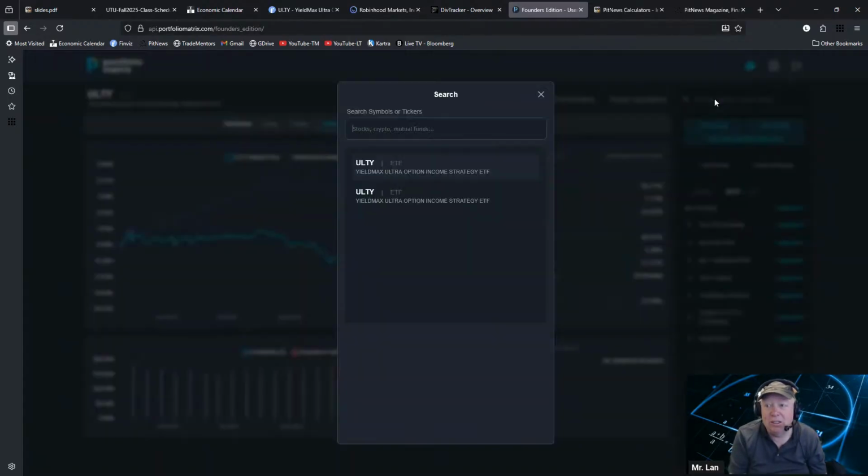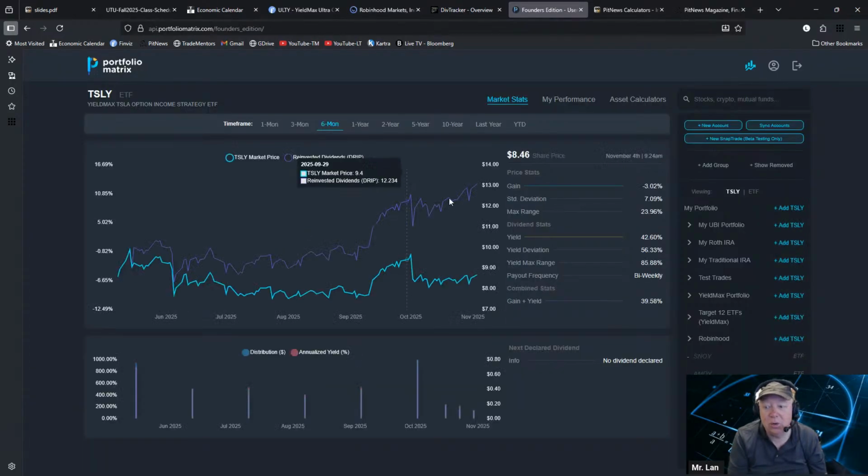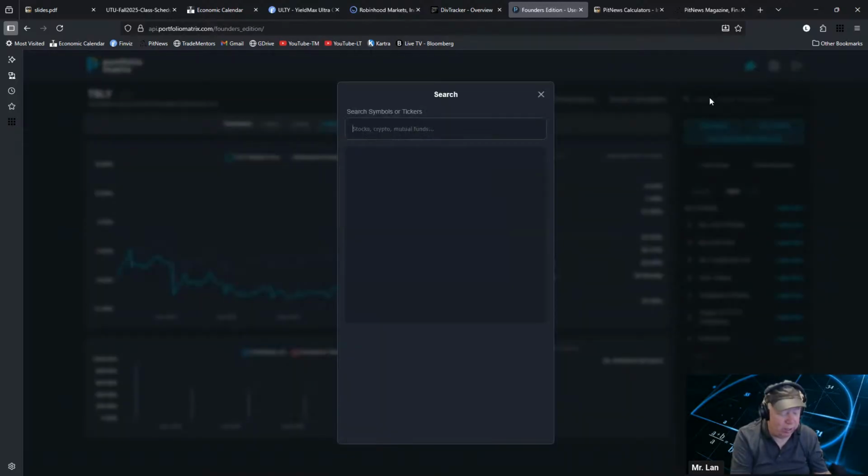But now let's go look at TSLY. TSLY, that one has only lost 3% over the last year. All right. It's just kind of wandered up and down. That's the one we looked at. That's the one I have a lot of. And it's making 42% yield. So you're making 39% and you're not sitting through a 50% drawdown on your gain. So it might make you feel a little bit more comfortable. It's making about the same amount of money, 39% return on TSLY.